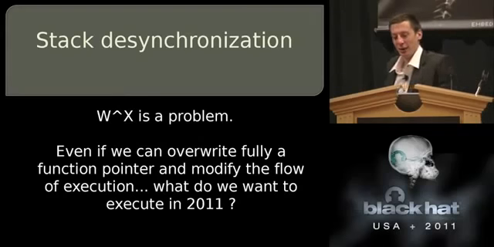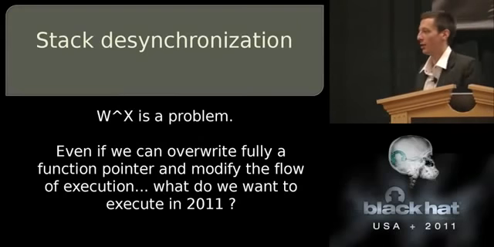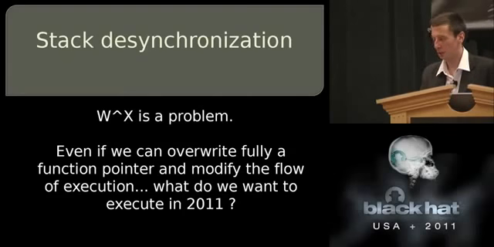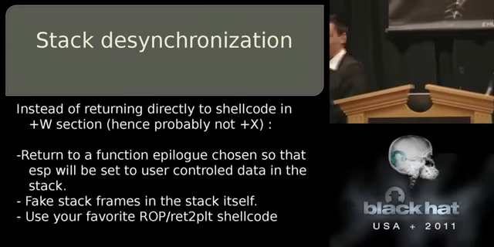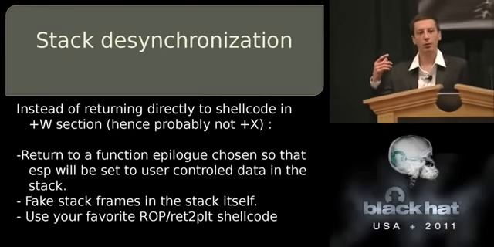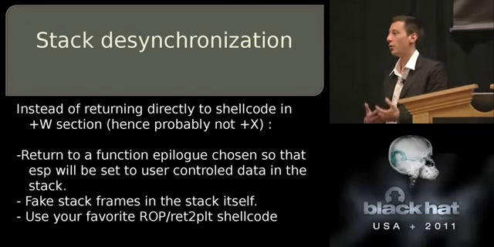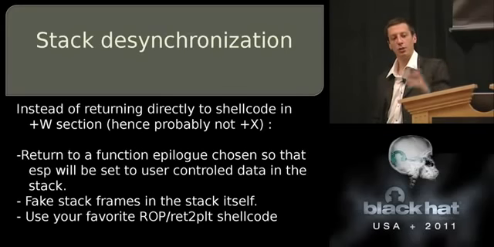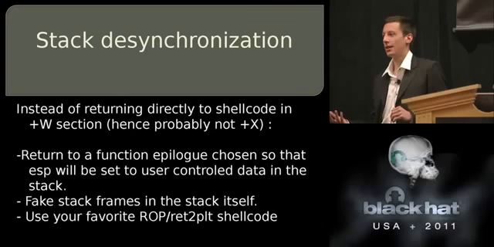Okay. I came up with this. I'm pretty sure some people already know it, but to my knowledge, this is the first public description of this solution. So we control a function pointer and we can resume execution wherever we want, but we don't try to modify the function pointer to execute our shellcode directly. What we do is return to a carefully chosen function epilogue so that it's going to desynchronize the stack.